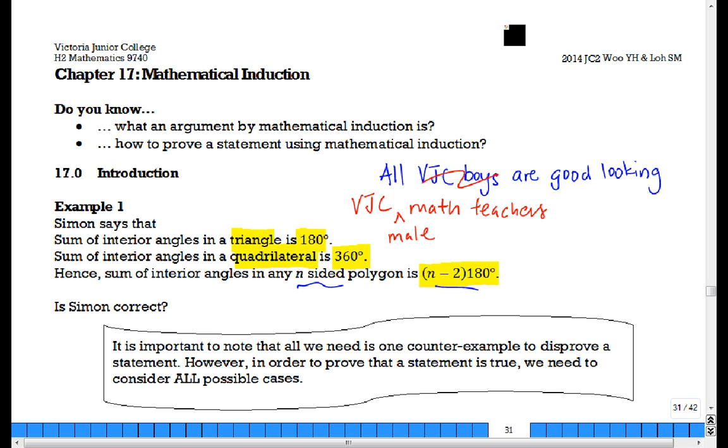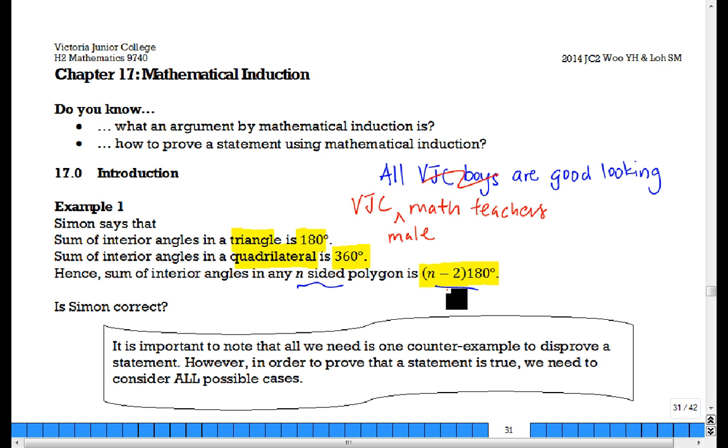So back to the example on the triangle. We can't just accept this as the truth until we prove every possible polygon. But how do we find every single polygon? Because you can have a polygon with 10 sides, 11 sides, 12 sides, 13 sides, 1,000 sides. Can we find all the cases? Not so easy. Therein lies the beauty of the domino concept.